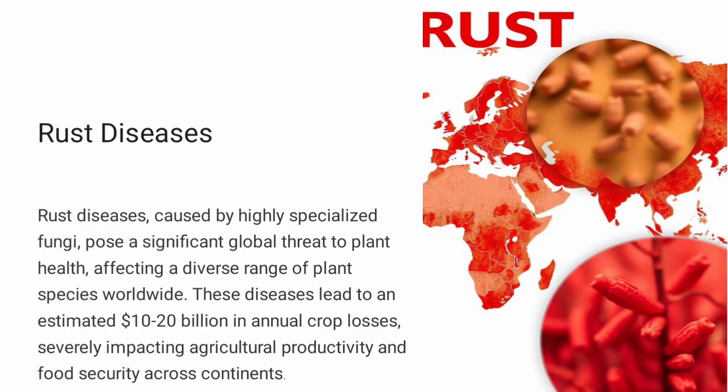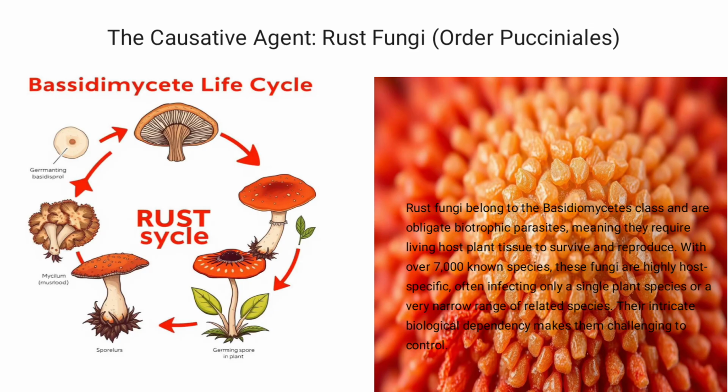Rust disease, caused by highly specialized fungi, poses a significant global threat to plant health, affecting thousands of plant species worldwide. This disease leads to an estimated 10 to 20 billion dollars in annual crop losses, severely impacting agricultural productivity and food security across continents. The causative organisms are Basidiomycetes. Life cycle.